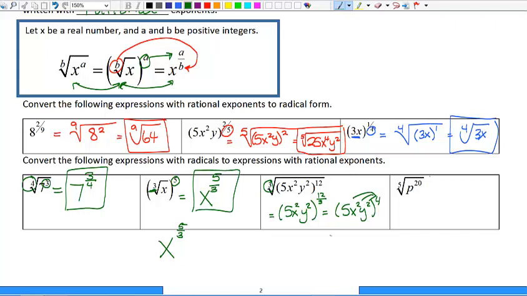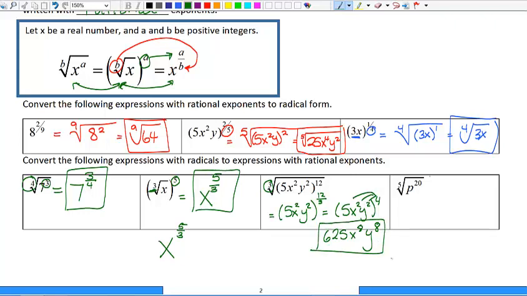5 to the 4 is 625. X squared to the 4 is x to the 8. And y squared to the 4 is y to the 8. So that's my final answer.